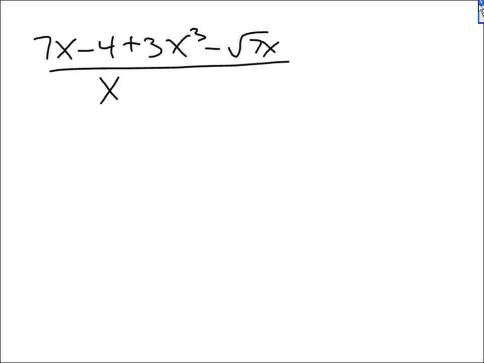If you have 7x minus 4 plus 3x cubed minus the square root of 7x, divided by x squared plus 5x plus 6, don't even look at the top. I never look at the top. When is a fraction nonsense? When the bottom is 0.